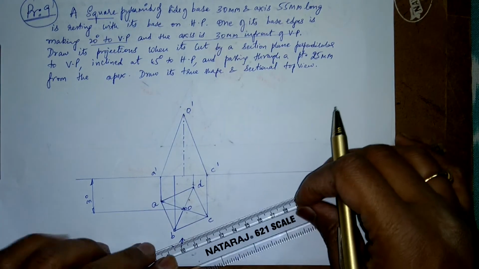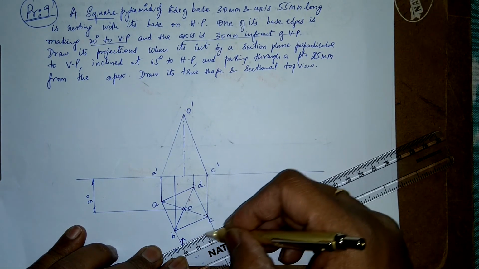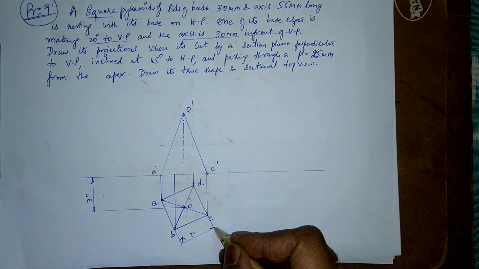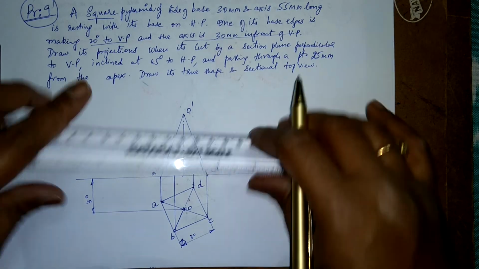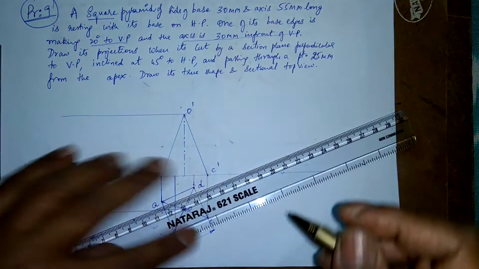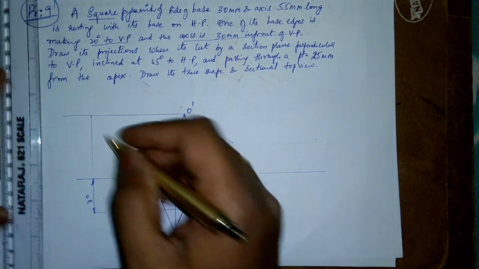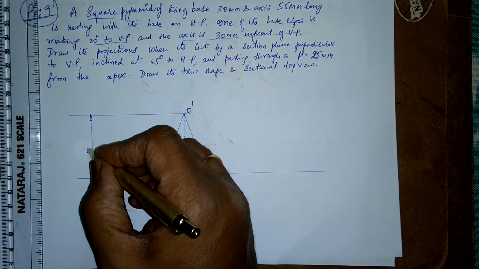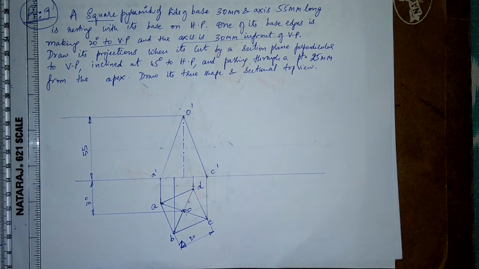Then what is this side here? Side is given as how much? It's 30 mm also. 30 mm side, right? What's my axis here? Axis is 55 mm. I'll just draw the projection line here and then put it over here. Make sure you do the dimensioning properly. So this is 55.